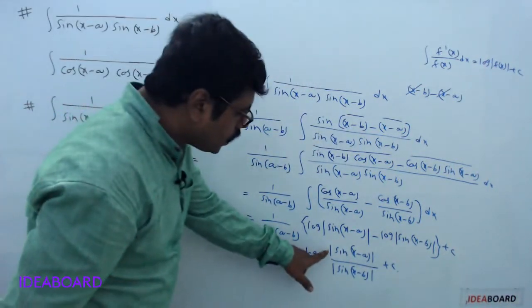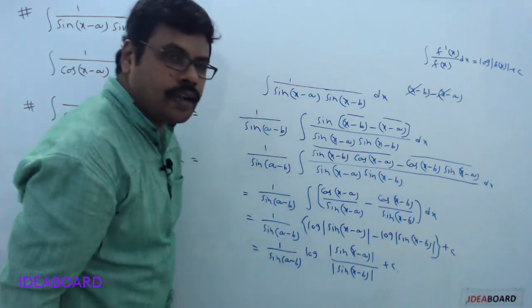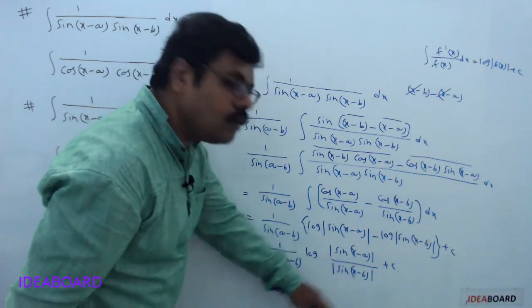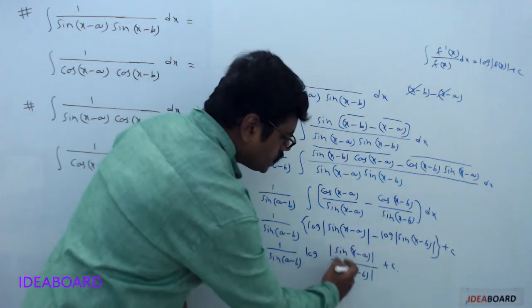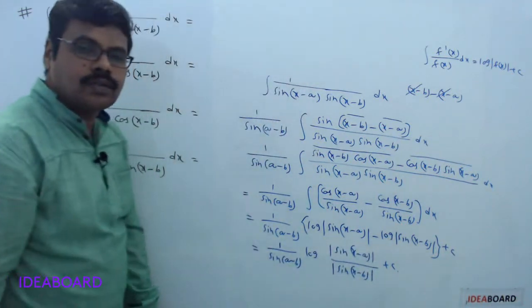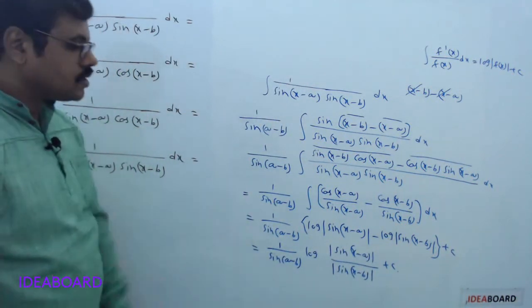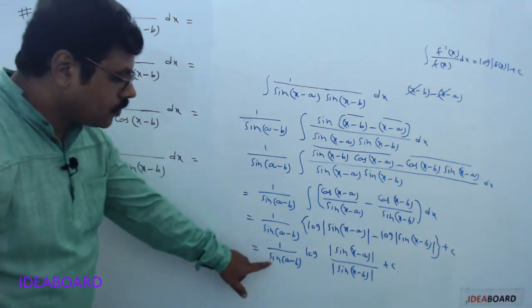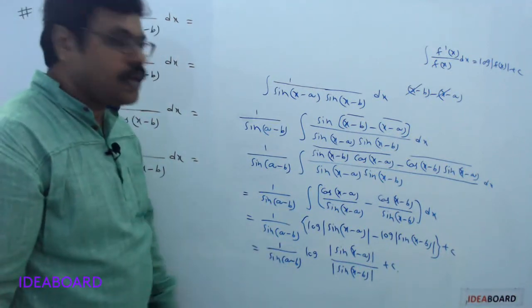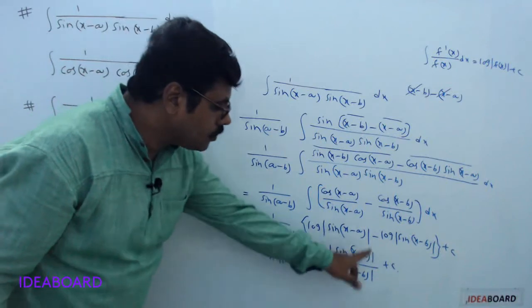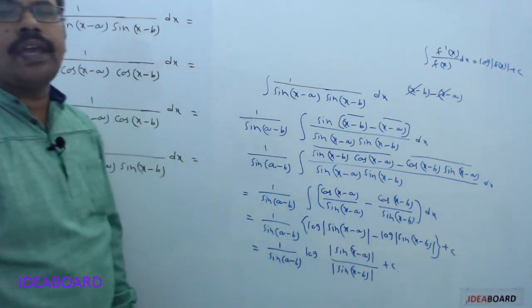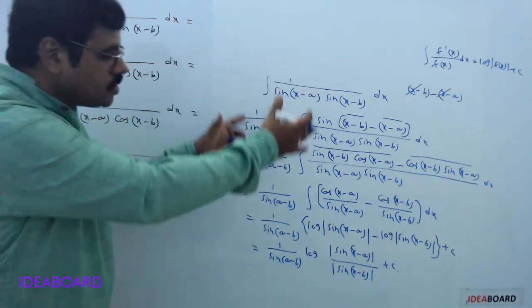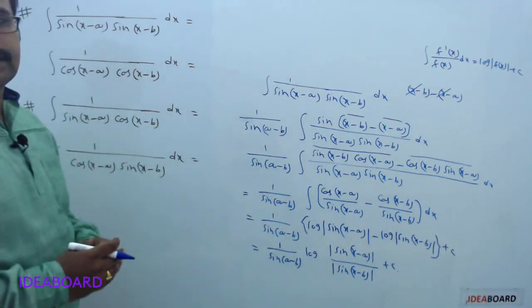Here modulus will be there for the numerator, modulus will be there for the denominator. So you can write the modulus function on this entire expression. So finally what is the answer? 1 divided by sin of a minus b into log mod of sin of x minus a divided by sin of x minus b plus c. Now this is your actual procedure.